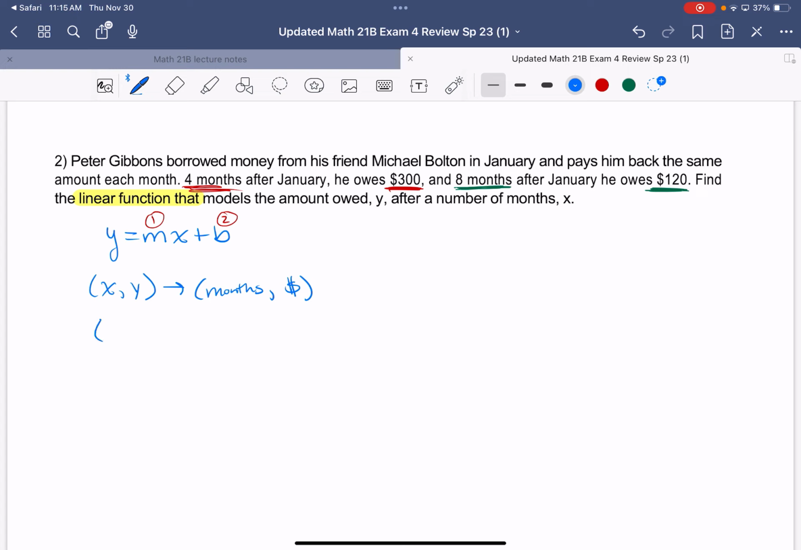So our first point was that at 4 months, he owes $300. Our second point is that at 8 months, he owes $120. So we have our 2 points. Any questions up to here so far? Okay, so let's now find the slope and y-intercept.